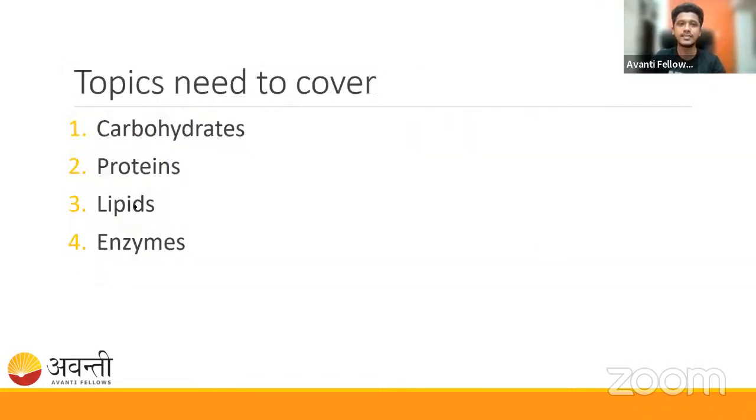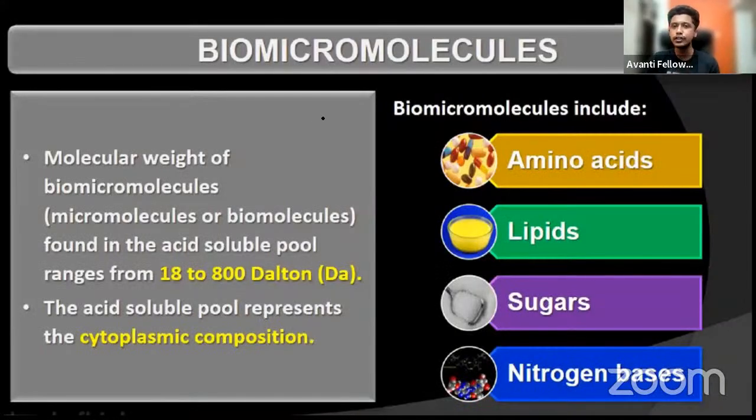Coming to today's session, we have to cover some very important topics with respect to carbohydrates, proteins, lipids, and enzymes. Let's get on with today's session and cover each topic. First, we will talk about biomicromolecules. When we talk about living organisms, we talk about how they are made up of cells, tissues, organs, and organ systems. But at the molecular level, we are all made up of atoms and molecules. These atoms and molecules combine in various forms to provide us with biomicromolecules or biomacromolecules.